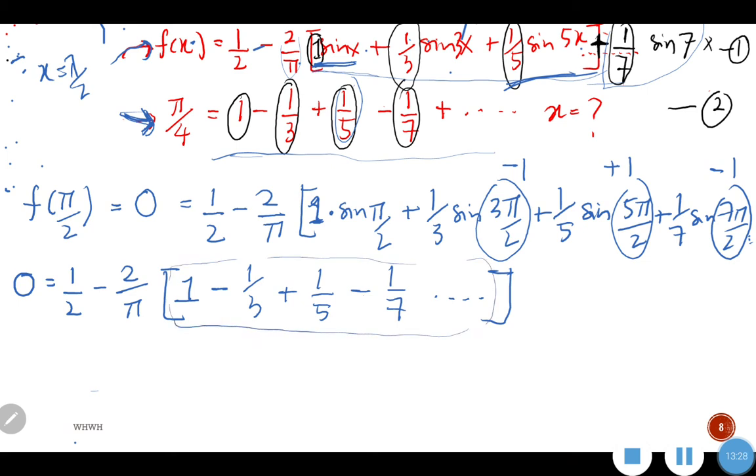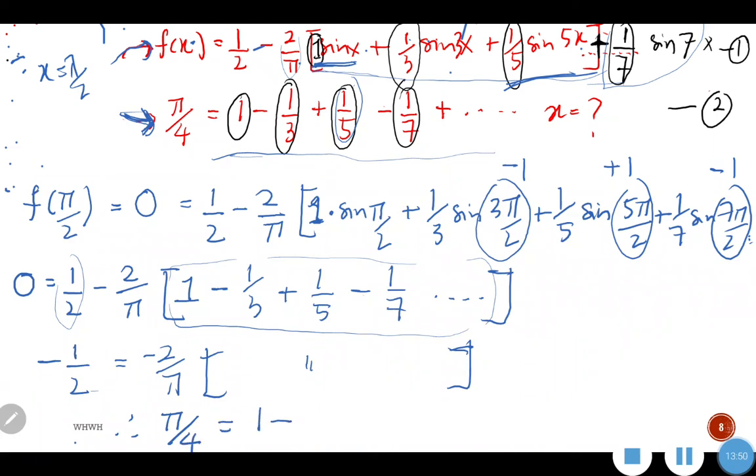Alright, so we try to bring half to our left hand side. So we're going to have negative half equals to negative 2 over pi sama dengan benda ni, saya malas salin. Okay, so daripada sini nampak pi boleh pergi ke sana, then there you go, you're going to have pi over 4 sama dengan 1 minus 1 over 3 plus 1 over 5 minus 1 over 7 dot dot dot sampai habis. Oops, tak payah ni dah.